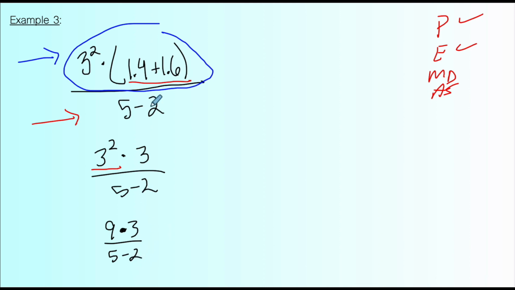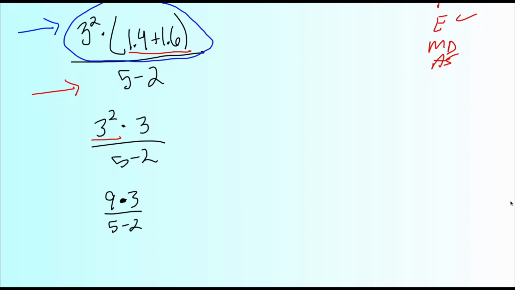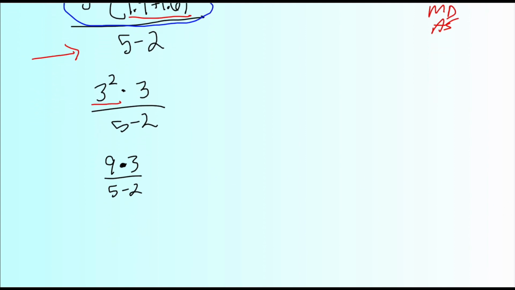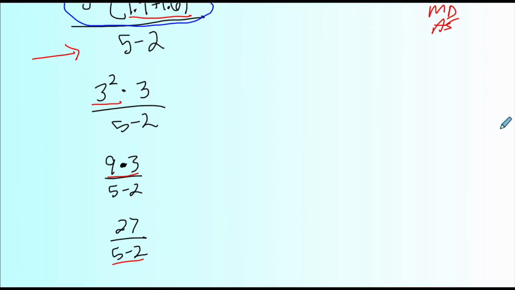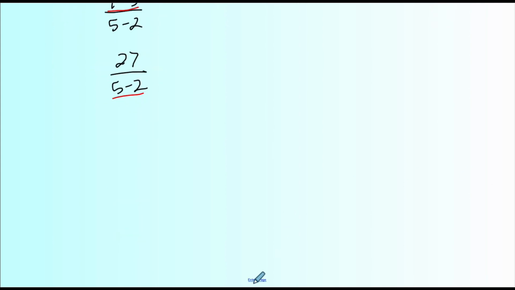Okay, and remember I said you've got to do the whole top first, so we're going to finish off the top. 9 times 3 is 27, so we're doing this next, and we're getting 27 over 5 minus 2. And 5 minus 2, that's easy. 5 minus 2 is just 3. So now I've got 27 over 3.